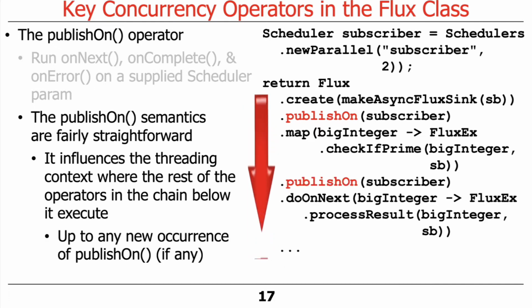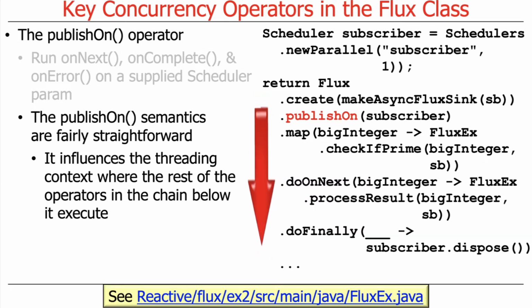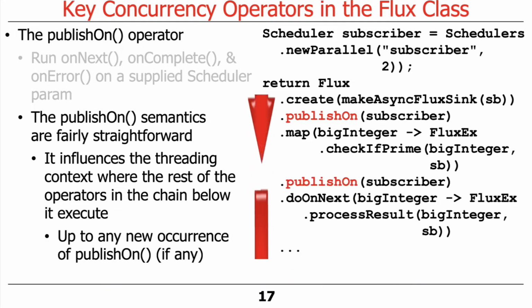And of course, if for some reason you add more publishOns, then they will override what happened before. So you can publishOn and do all kinds of crazy things. This particular example is kind of fun because notice I changed from a single thread in my parallel thread pool to 2 threads in my parallel thread pool. And now this publishOn will take place in one thread, and this publishOn will take place in a different thread.